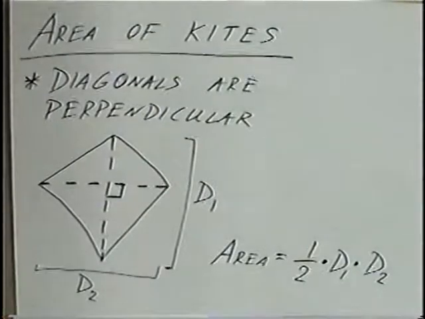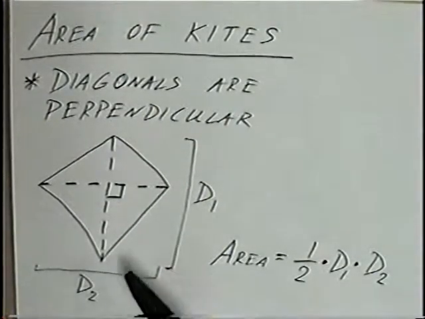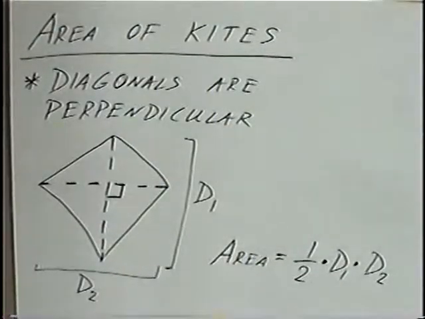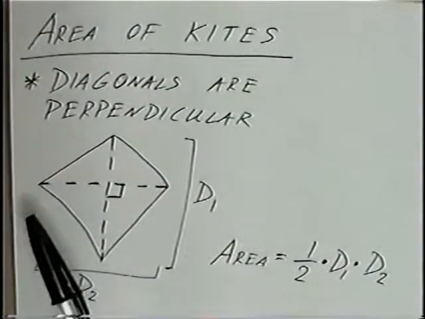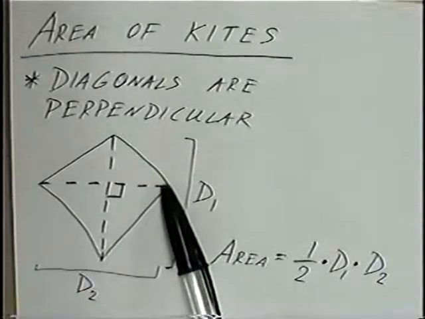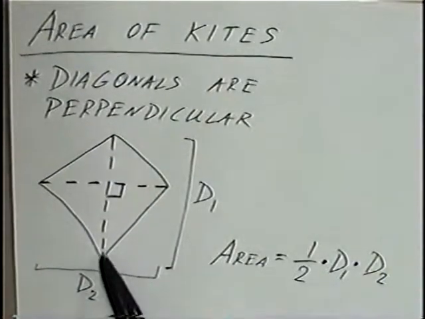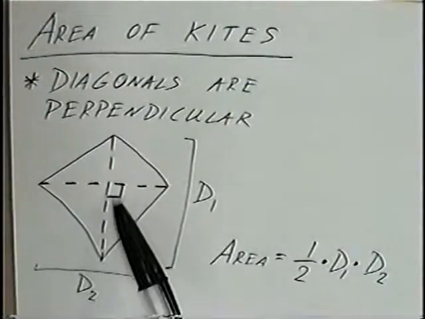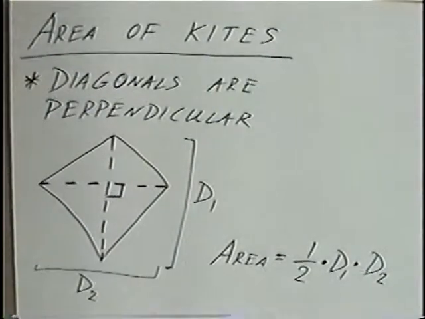Area of kites. A kite is kind of like a diamond shape where the diagonals are perpendicular. A diagonal is the distance from one corner to the opposite corner. So the two diagonals being perpendicular means where the two diagonals cross, perpendicular means it makes a right angle or 90-degree angle.